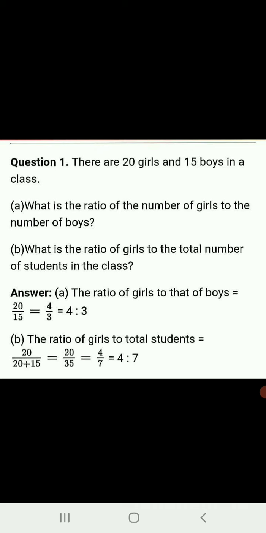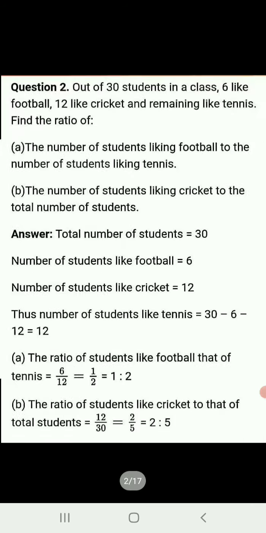The ratio of girls to all students is the second part of the question. So the number of girls is 20. What is the number of students' strength? 20 plus 15, that is 35. So 20 by 35. Again, they get cancelled in the fifth table. You get 4 by 7. You can write it as 4:7.